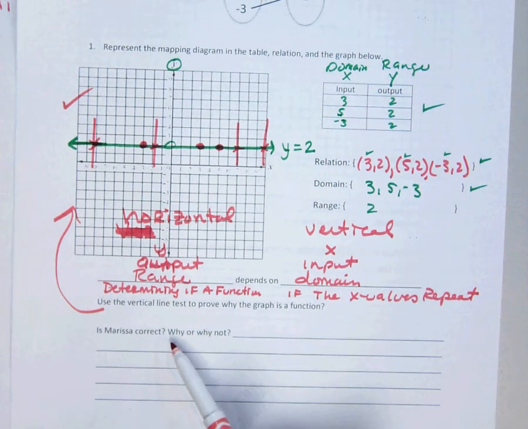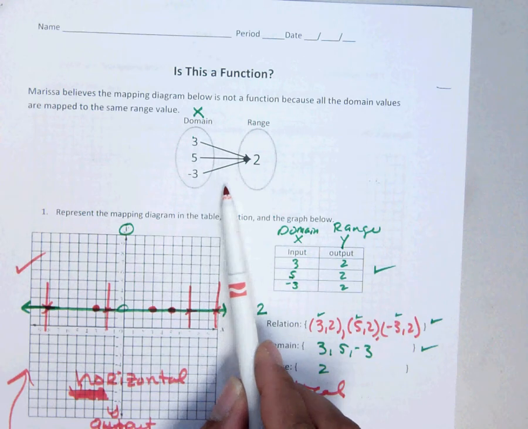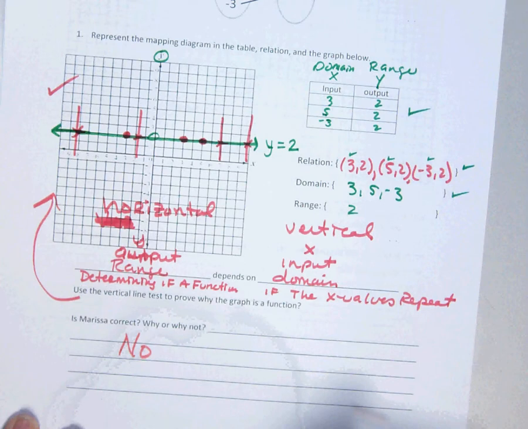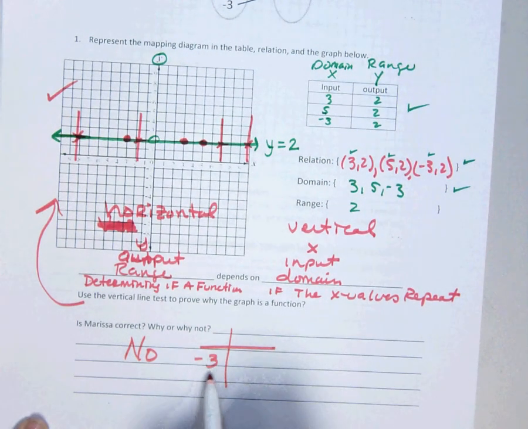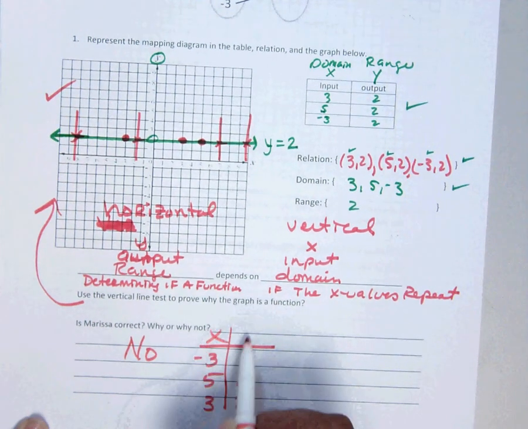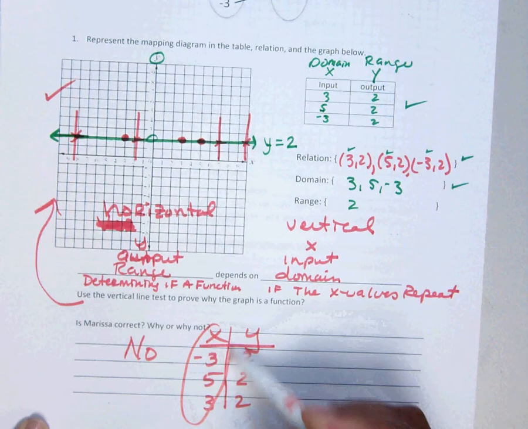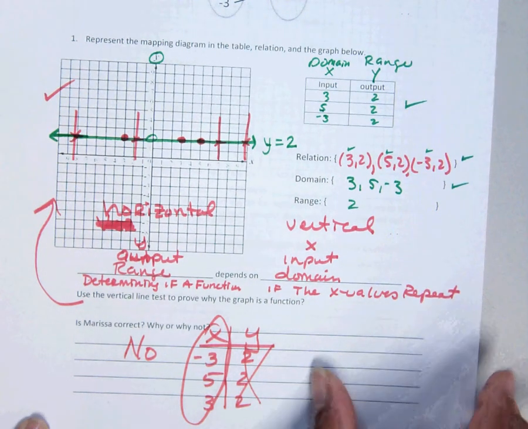So is Marissa correct? Well, she said that this is not a function, and she's wrong. Is she correct? No. And the reason she is not correct is because the x values did not repeat. It doesn't matter what happens to the y. The x values did not repeat.